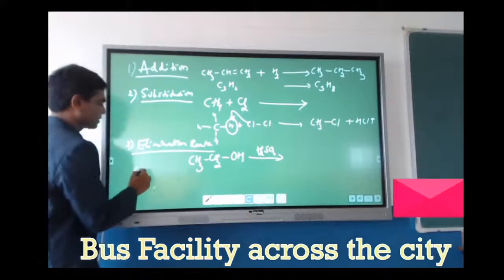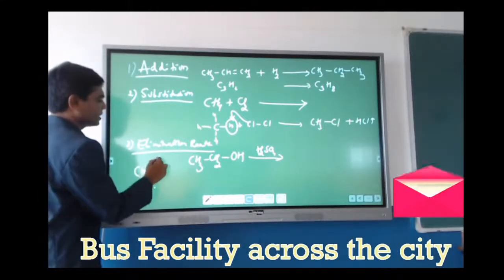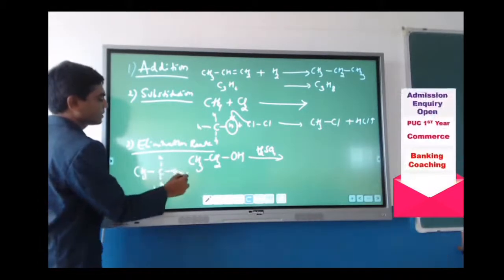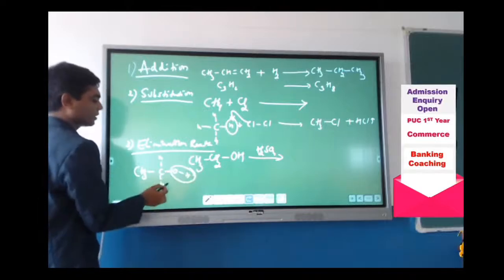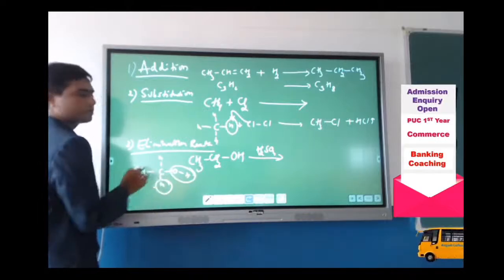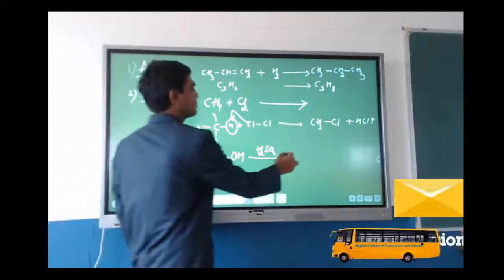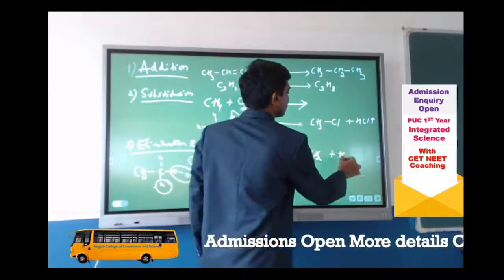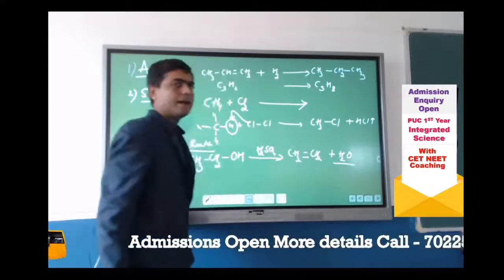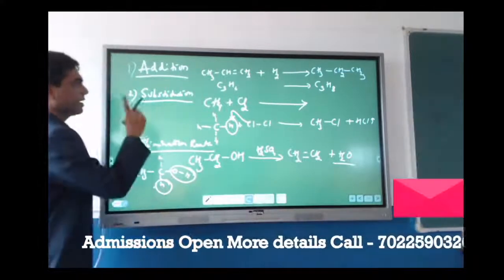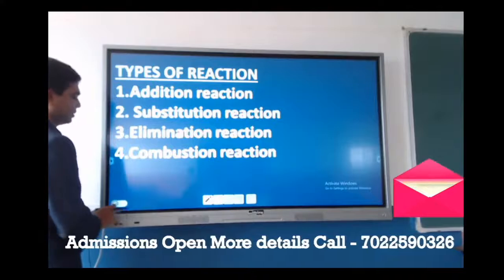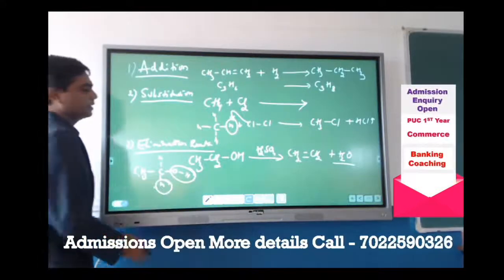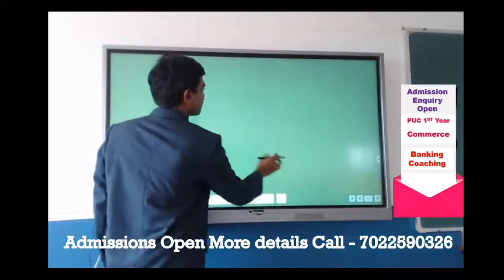See how it becomes. CH3CH2OH is there. Remove OH here, remove H here, this becomes a double bond and we get the compound CH2=CH2 plus water. Therefore, the water is eliminated. So, like this, we have three different types of reaction. And another one we can see is called the combustion reaction.